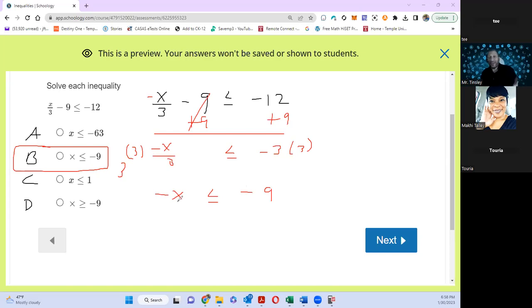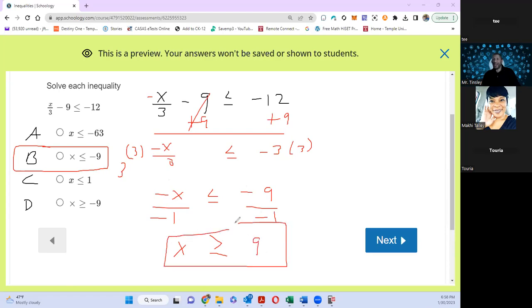Because we have a negative x, we need to divide by -1. Whatever we do on one side, we do on the other. The two negatives make a positive, so we get positive x. And now because you divided by a negative, you switch the sign. Change the inequality. Okay, got it. So this would be x greater than or equal to 9.